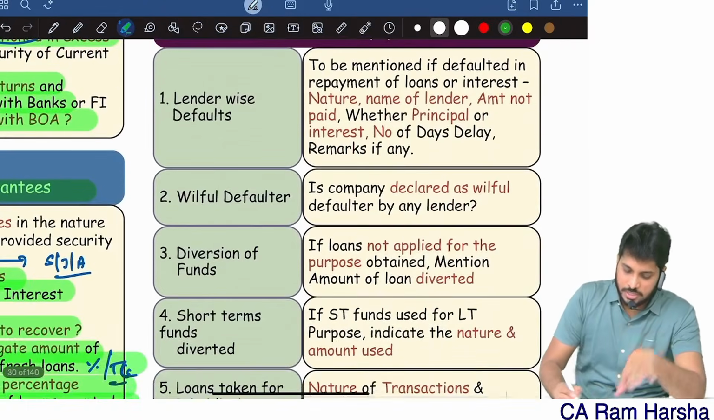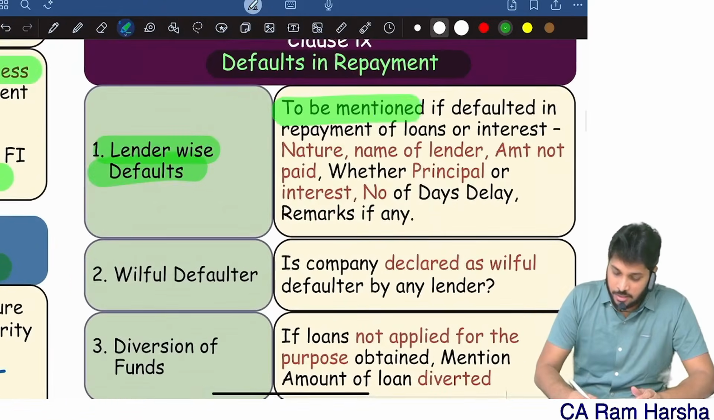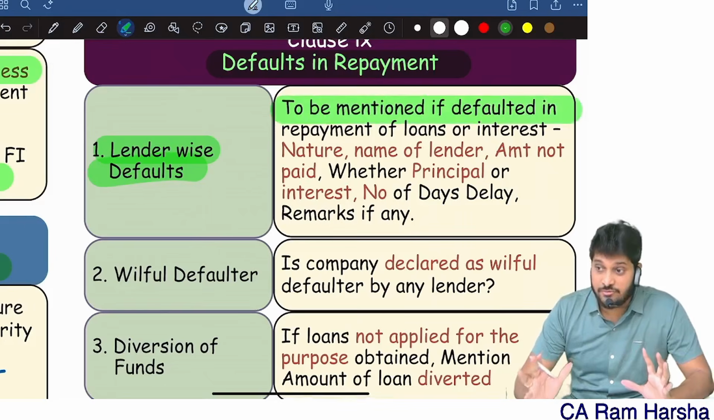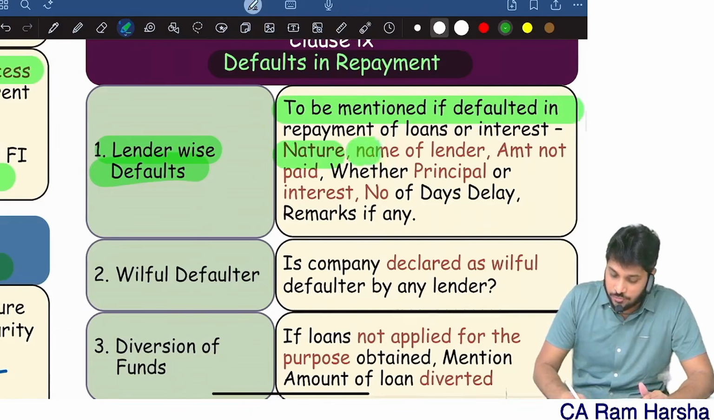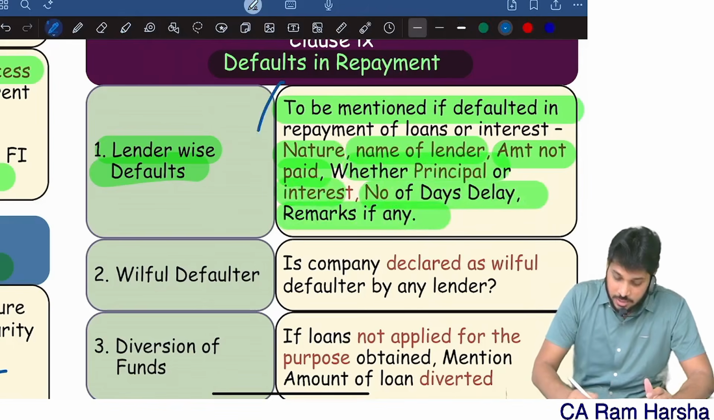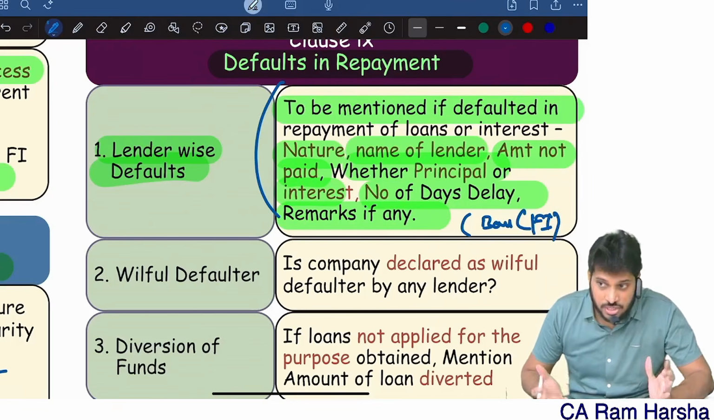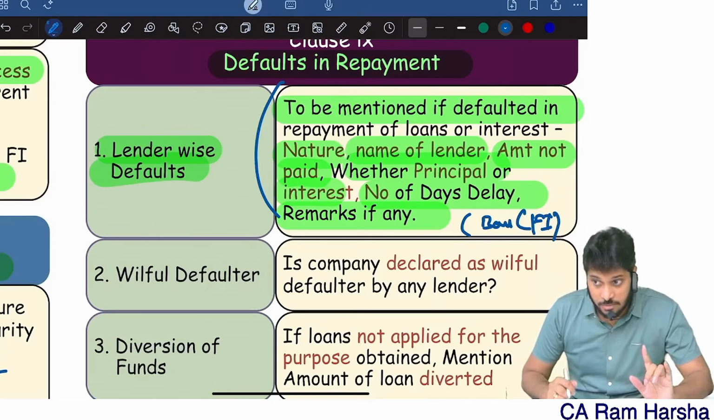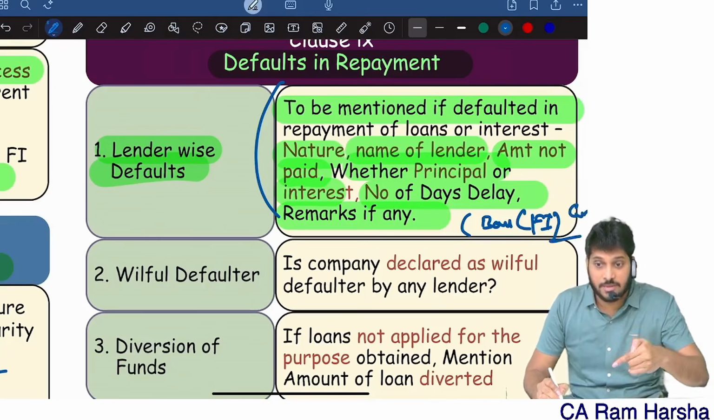Next, defaults in repayment of loans. Lender wise you need to mention defaults, if there is any default in repayment of loans to any lenders: the nature of the loan, who is the lender, how much amount is defaulted, principal or interest, number of days, all that. Especially this breakup is required when the lender is a bank or financial institution. Debenture loans and all, you don't have to. Government, bank, financial institution. In all these three cases the breakup has to be given.